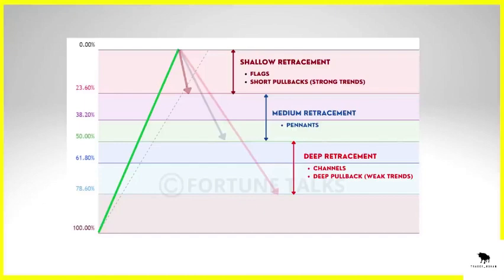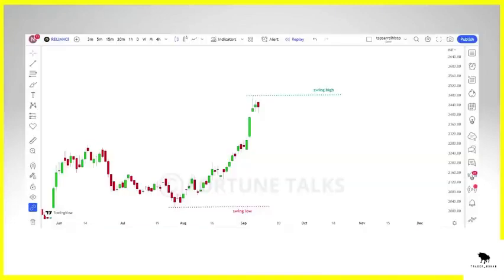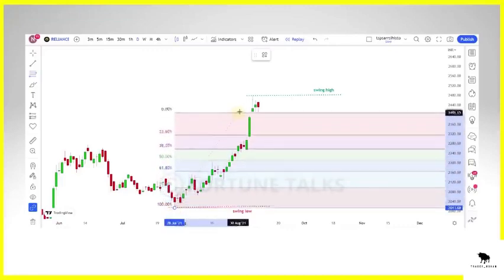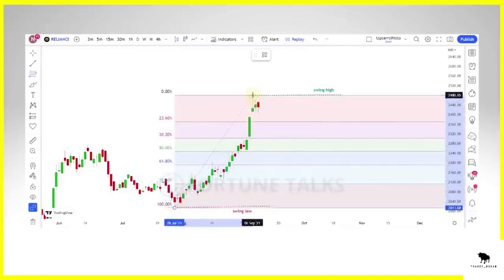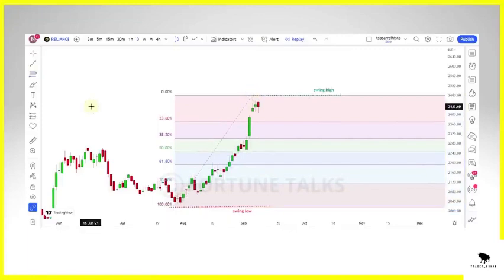Now, let's take a look at some examples on chart as to how to apply the Fibonacci retracement levels and how price responds to these levels. As you can see, the price is trending up. So we will plot the Fibonacci retracement levels by first clicking on the origin, that is the swing low, and then dragging the cursor to the swing high. The charting software will automatically calculate and show you the Fibonacci retracement levels.